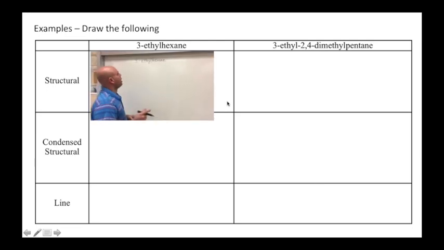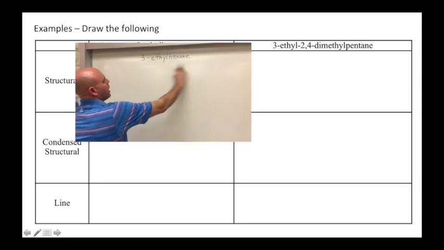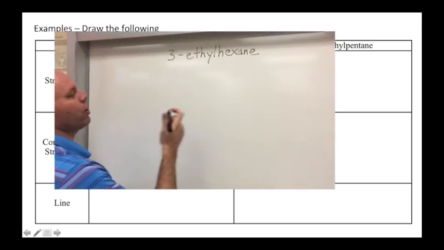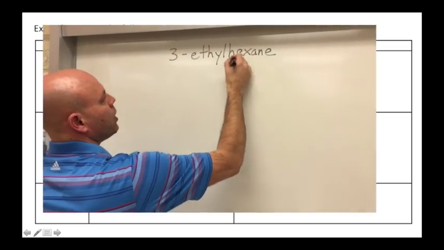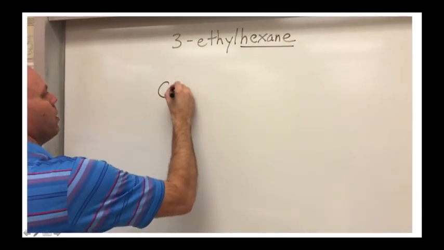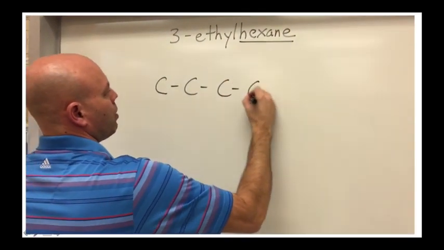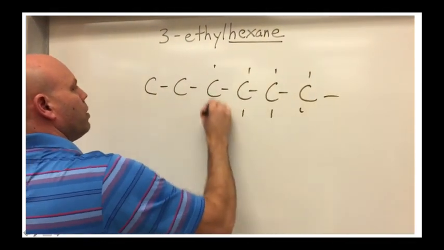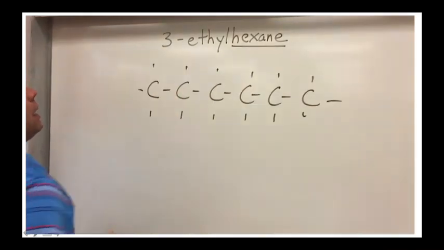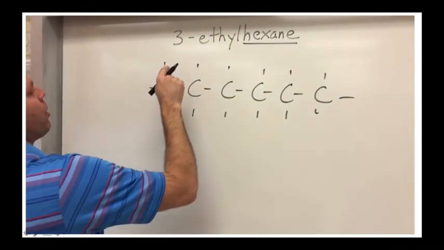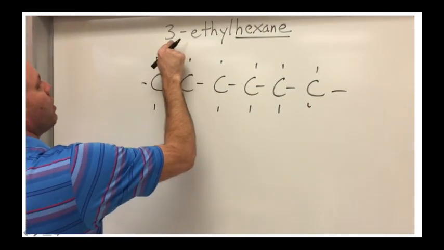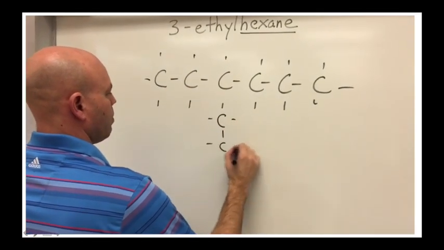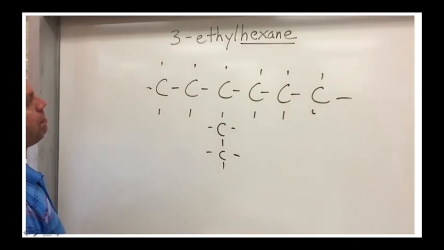Okay, guys, we're going to draw 3-ethylhexane. We're going to do this 3 ways. So here's the structural diagram. I got to draw my parent first. 6 carbons. Put the dashes around. And then on carbon number 3, carbon 1, 2, 3, I've got an ethyl. So that's what that one looks like.